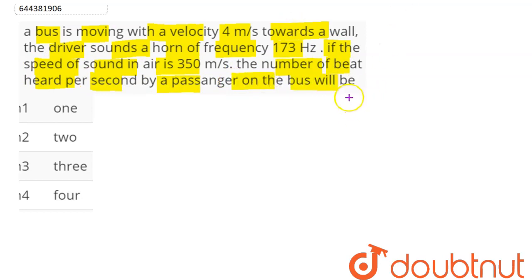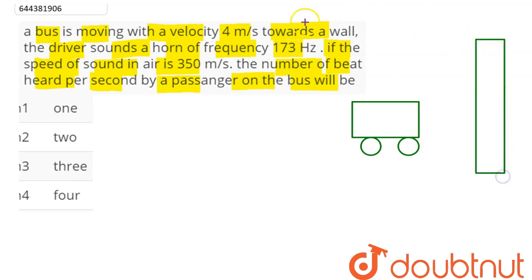So we can see here, this is the bus, and this bus is moving towards a wall. Suppose this is our wall. The bus is moving in this direction with a speed of 4 meters per second. Now this is a passenger sitting in the bus. The driver of this bus sounds a horn of frequency 173 Hz. Now we can see two sound pulses reach here.